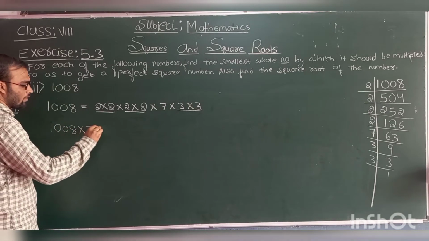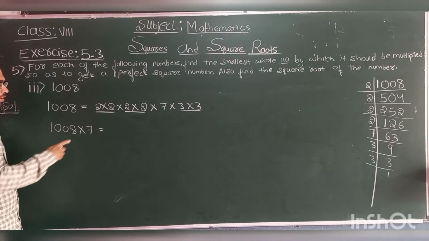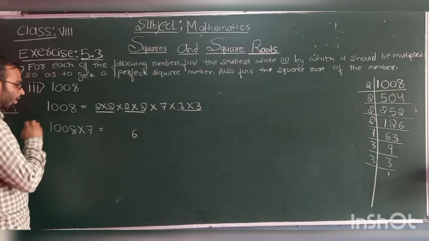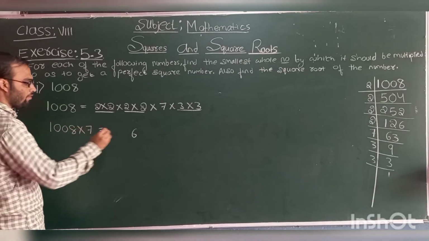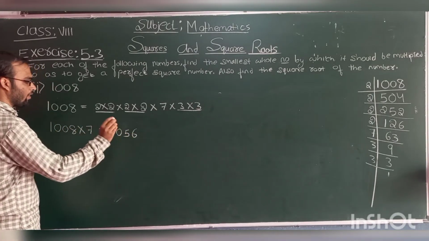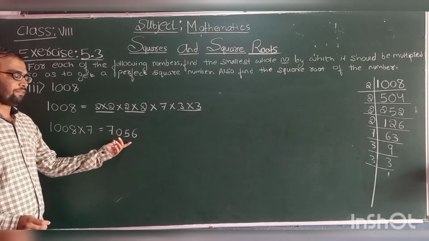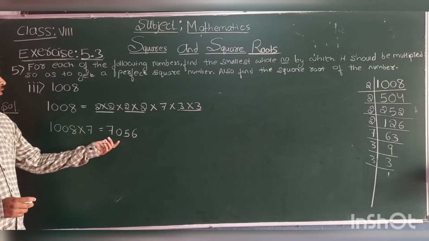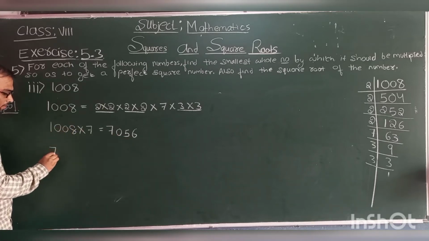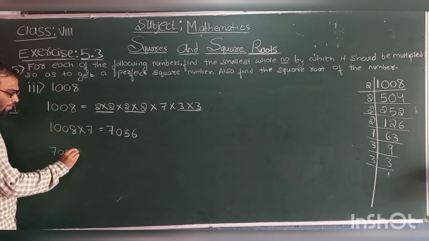Into 7. So now what will we get? 7 6s are 42, 5 carry, so it will be 5 plus 0 is what? 5 only, 0, 7 is a 7. Okay, now this is a perfect square. Okay, so now what will we do? We'll write the factors of this number. Directly we'll write, okay? Here 7 0 5 6.